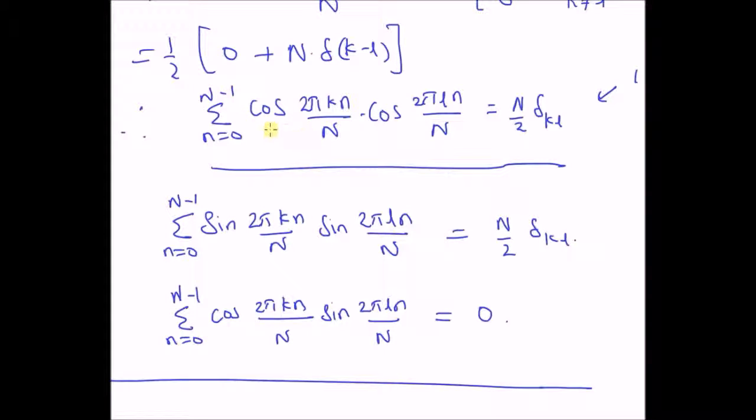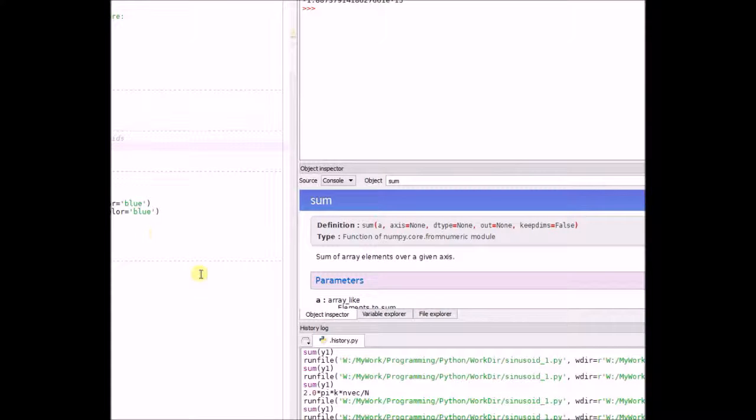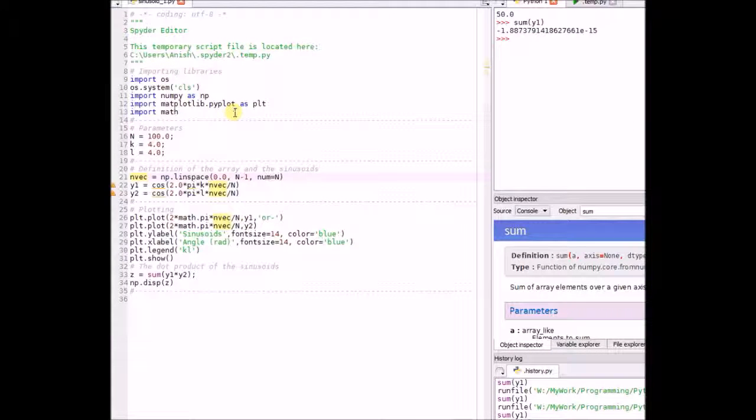So for the case where we have two cosines, let us look at the Python code. This is the Python code for displaying the results corresponding to these dot products of cosines. This section basically imports the required libraries, and these are the predefined parameters, and then these are the functions for defining the vector and its cosine, and then we plot the results.